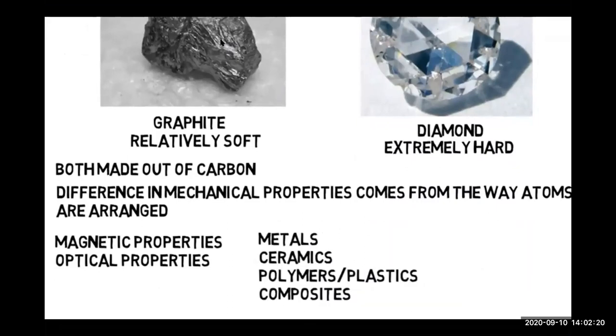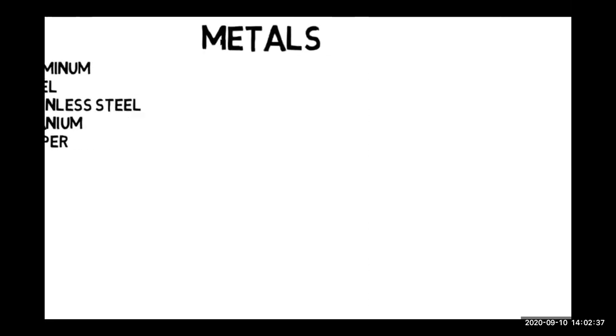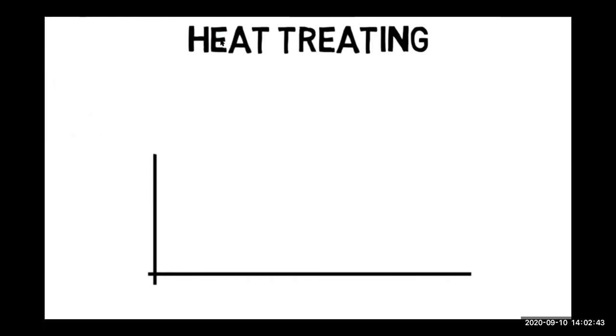So now, like I said, you go over the four main classes of materials, and everything you just saw, you will apply to all of these. But a big one you go over is metal. The main metals you go into include aluminum, steel, stainless steel, titanium, copper, and so on. One important topic dealing with metals you'll learn is heat treating, which I'm going to explain a little so you can see its applications. You're going to learn how to analyze a graph that has temperature versus time.